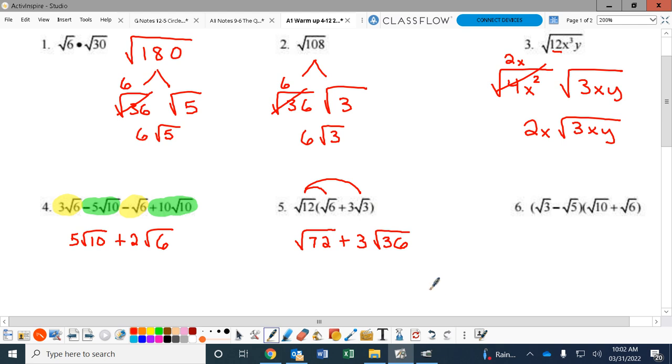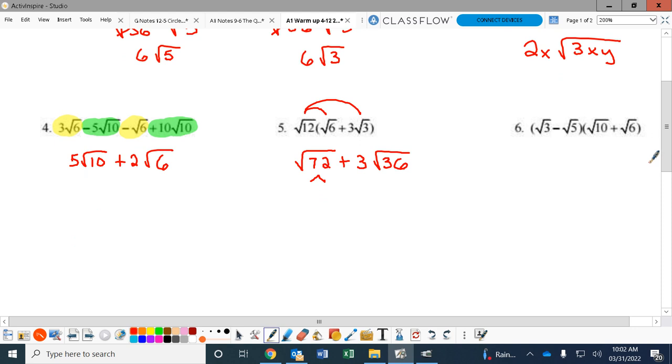Pay attention. Okay. Now 72, I'm just going to do it the way that most people did it. If you see the bigger number that goes into it, wonderful, do it that way. But most people did not see it, and this is where people messed up, so I'm going to show this way. Guys, 72, most people broke it down into 9 and 8. The square root of 9 is 3, which makes it 3 square roots of 8.